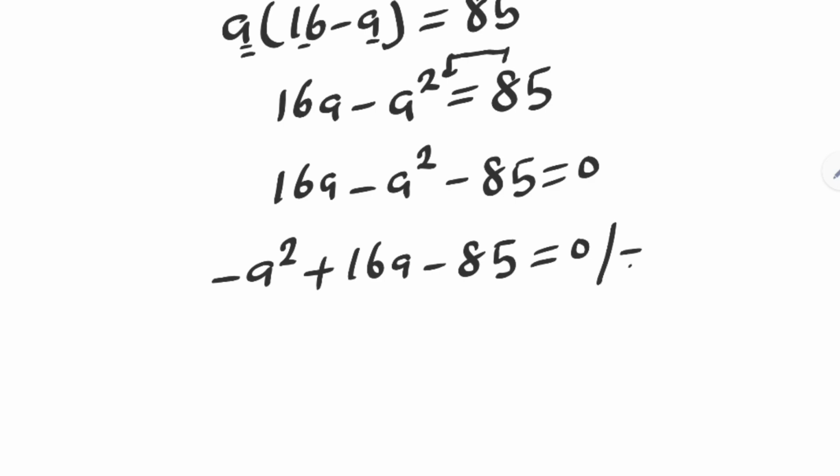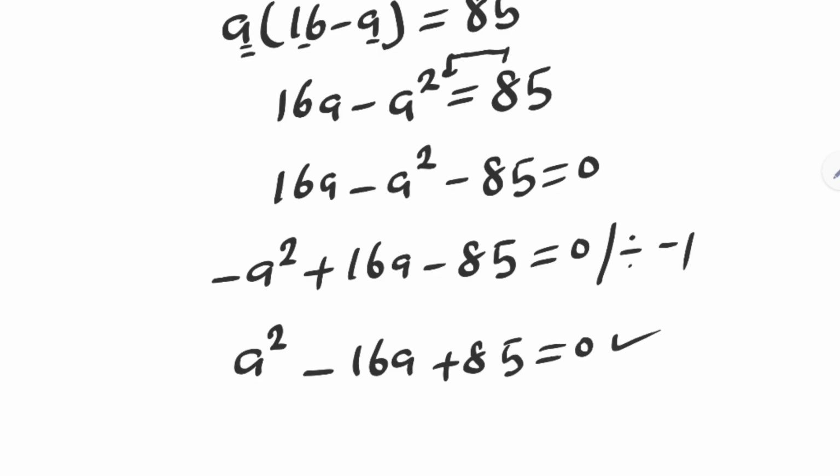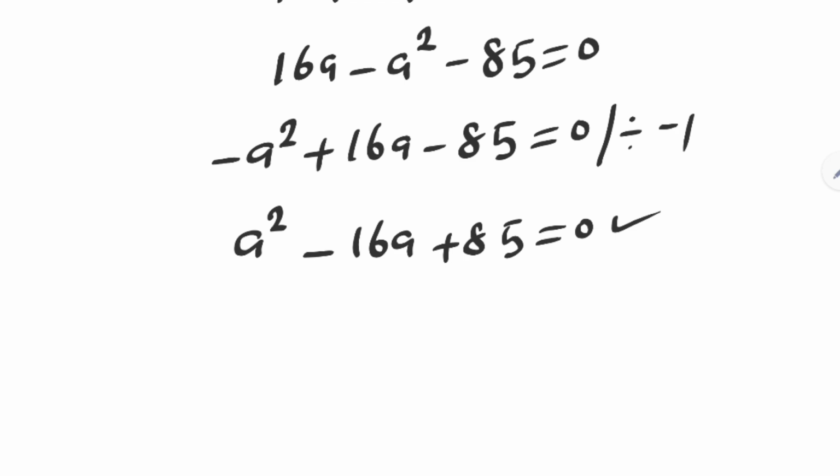Let us divide the whole of this equation by minus 1. Then minus A square divided by minus 1, this is A square. Then plus 16A divided by minus 1, this is minus 16A. Minus 85 divided by minus 1, this is plus 85 is equal to 0. This is a quadratic equation. Let us solve this using the quadratic general formula.